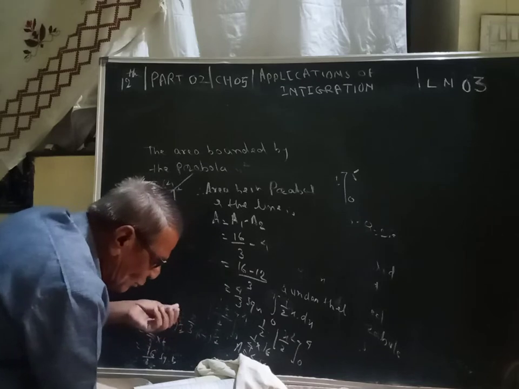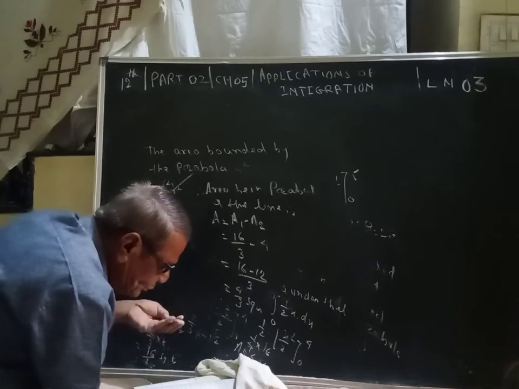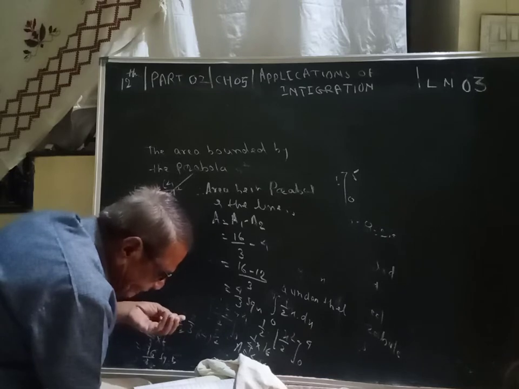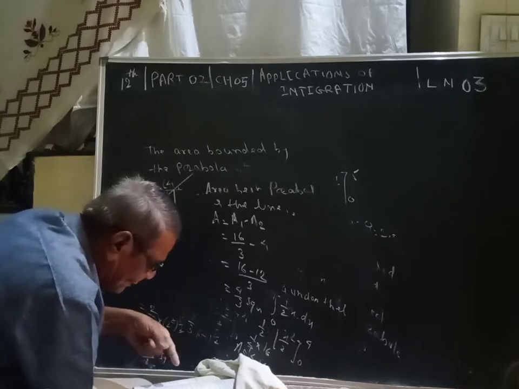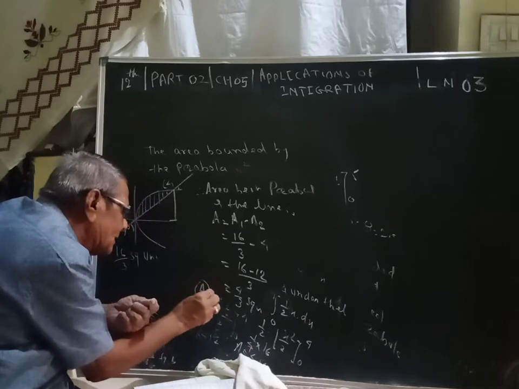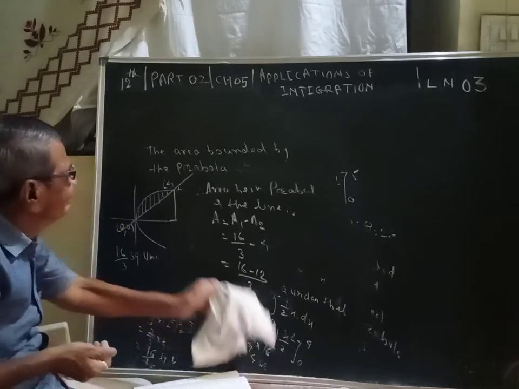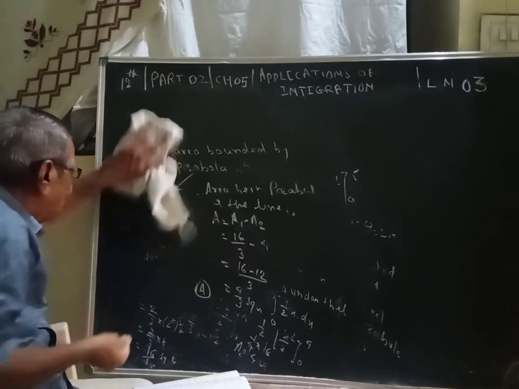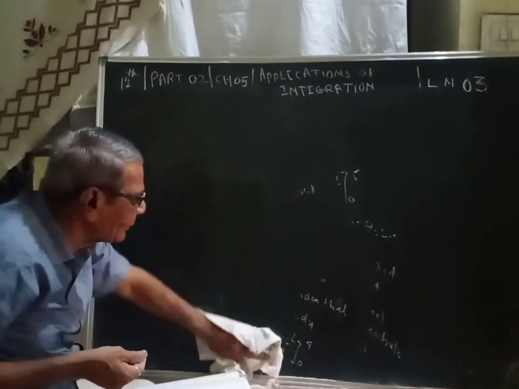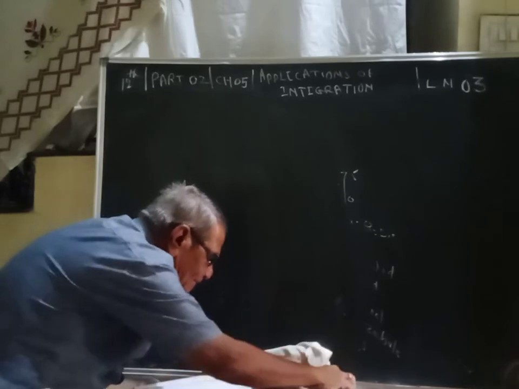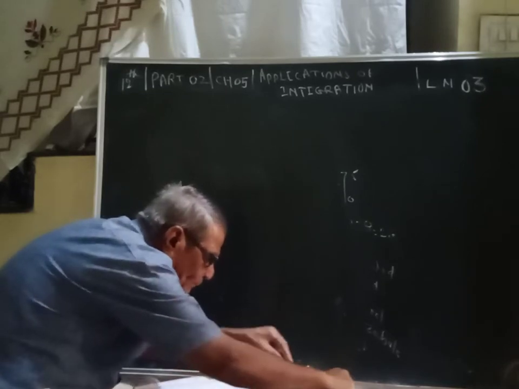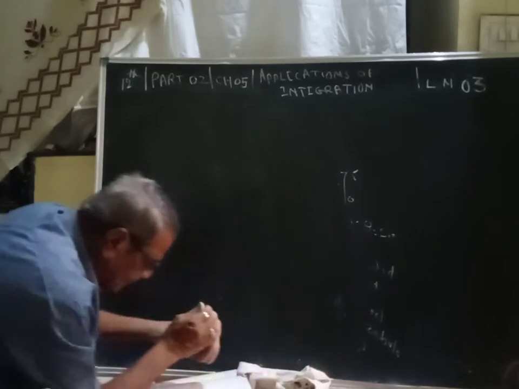Let us see which answer is correct. 4 by 3 square units, A is the correct answer. Okay. Next. Come on, next.